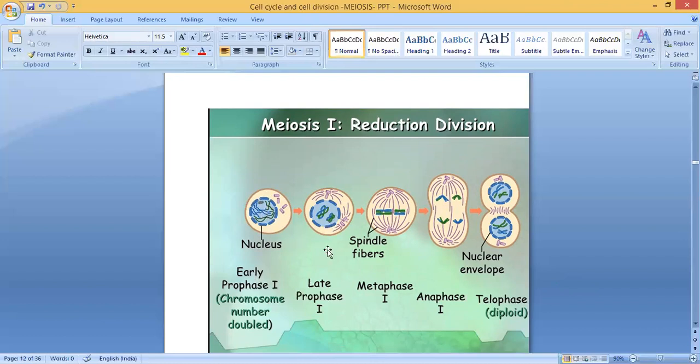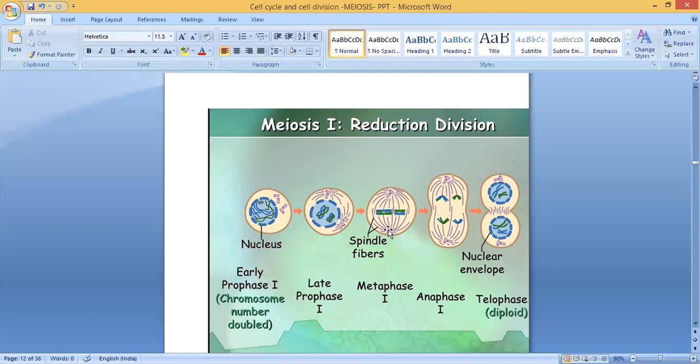Second one, look at here, late prophase: they will condense, they will be thick, and you can see that the centrioles are moving, the one pair of centrioles will form, they are moving, spindle fibers started to grow, moving towards the poles. The chromosomes will become thick and condensed, okay, and slowly the nuclear membrane will disappear. That is late prophase 1. Here, metaphase 1, what is happening? Spindle fibers will form.